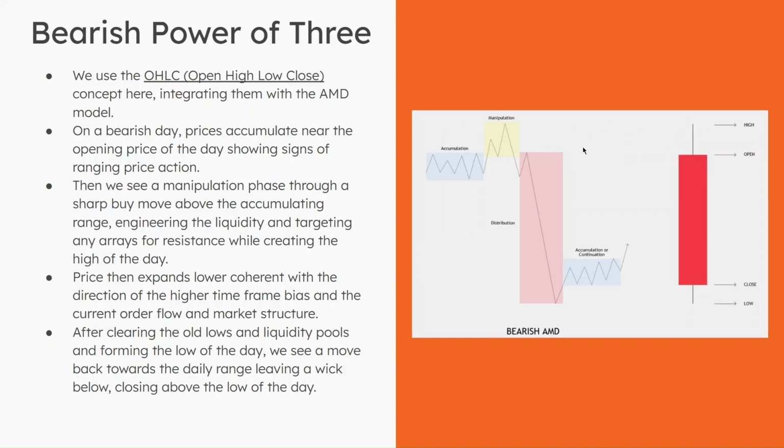Here we have our bearish power of 3, where we integrate the AMD model with the open high low close concept. Price accumulates close to the true day open on a bearish day, indicating ranging price activity. Following that, there is a period of manipulation seen by a strong buy move above the accumulating range, which engineers the liquidity and targets any areas for resistance in order to create the day's high.